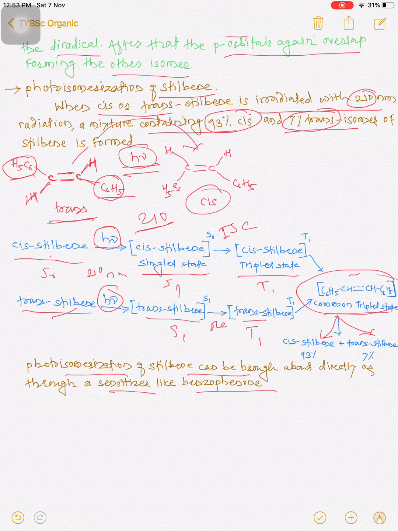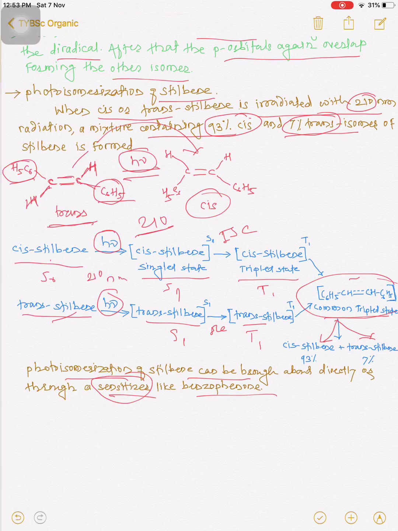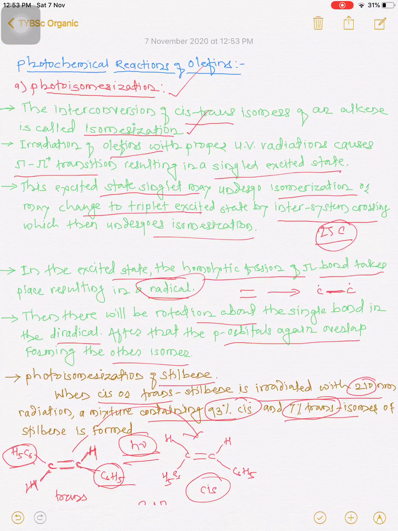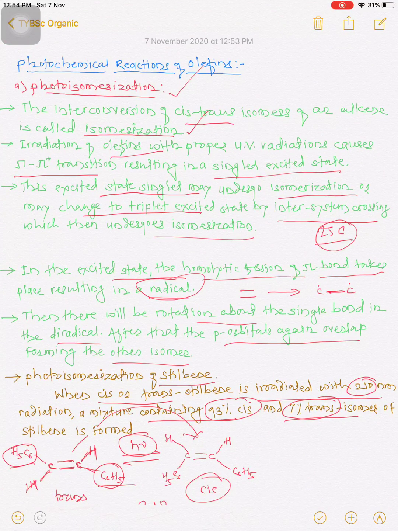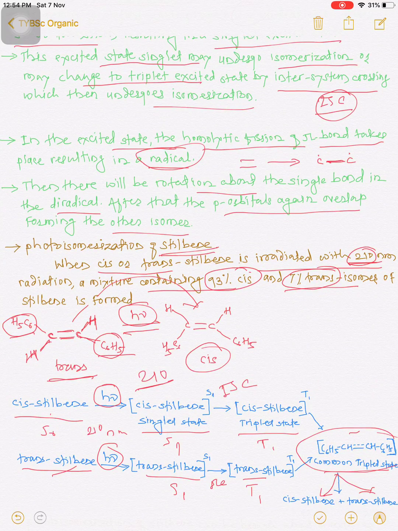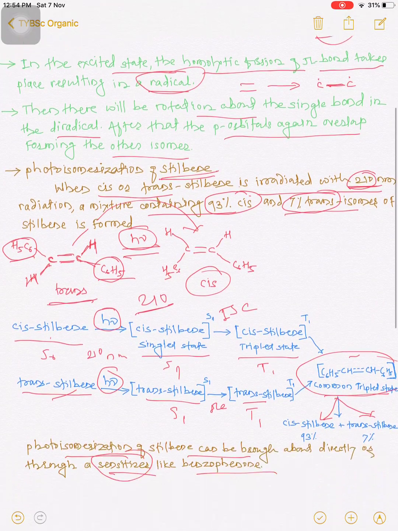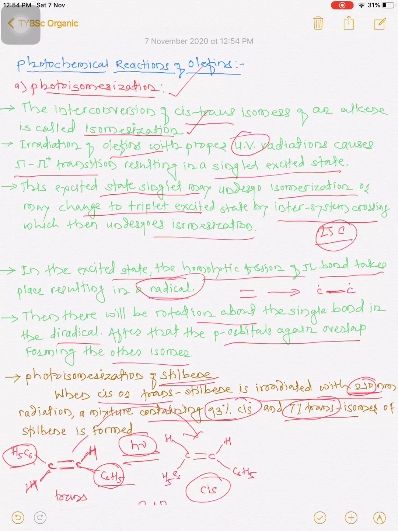In the last lecture we have seen the photosensitization process. So through the photosensitization process, by use of benzophenone, we can carry out this isomerization of olefins. So this is what is meant by photoisomerization. In this case, isomerization of one isomer to another, that is cis to trans or trans to cis, by use of UV radiation near about 210 nanometer. The stilbene undergoes isomerization, trans to cis or cis to trans. So this is an example of photoisomerization.